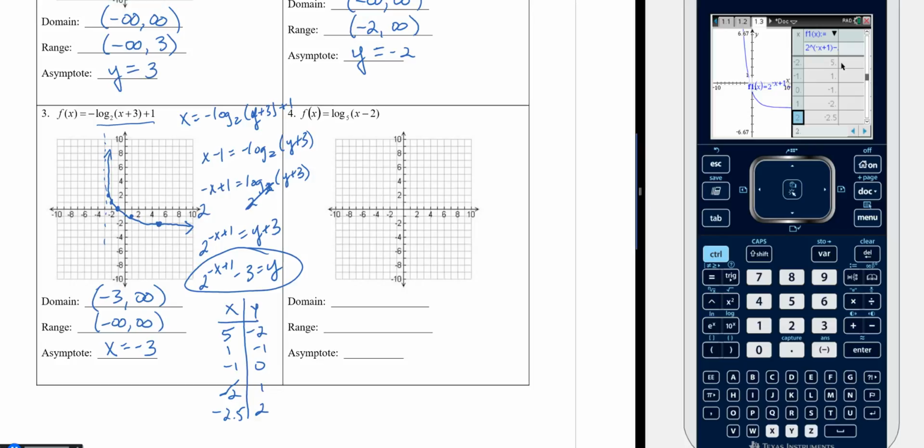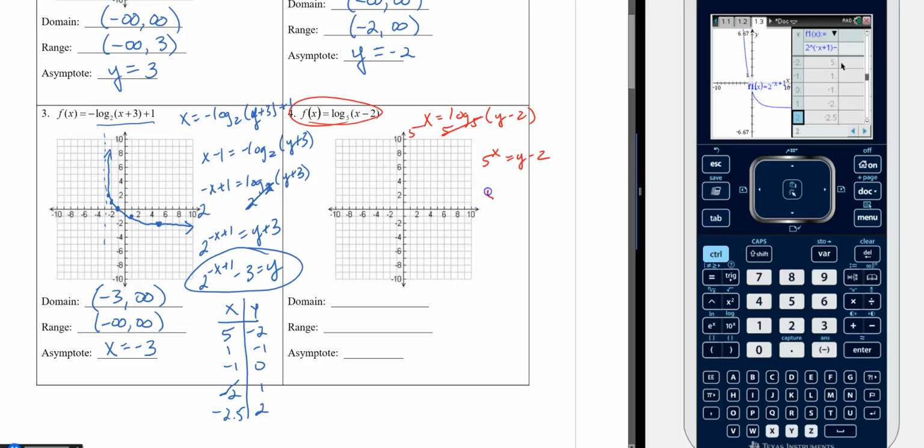Alright, now number 4, we're going to do the same way. So we're going to start by finding the inverse of our original function. Remember, we're graphing this original function, but we want to make the table based on its inverse. So we're going to start with x equals log 5 of y minus 2. We're going to go ahead and exponentiate both sides. So 5 to the x is equal to y minus 2. Add the 2. So 5 to the x plus 2 is equal to y. This is what we're going to make the table for.